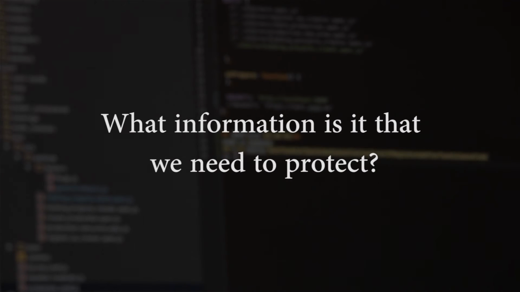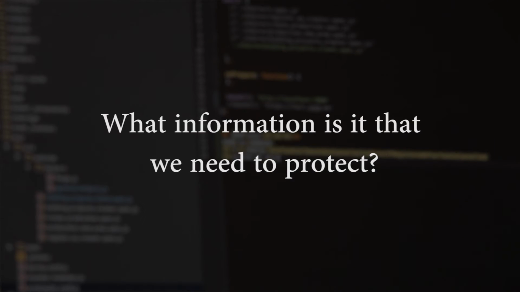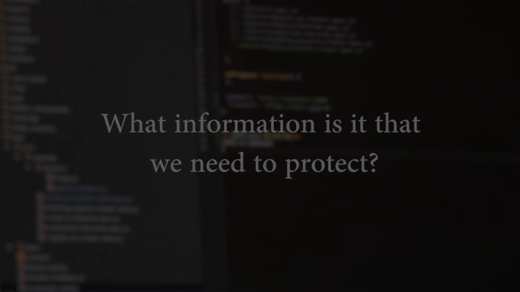Here are some good questions to answer when determining what needs to be included in the scope of your ISMS. What information is it that we need to protect? For example, is it client's data? Is it proprietary organizational data? Is it client supply data? Is it all of your organization's data?